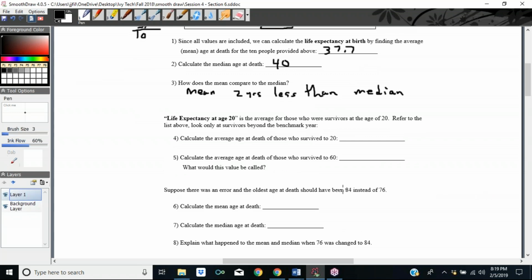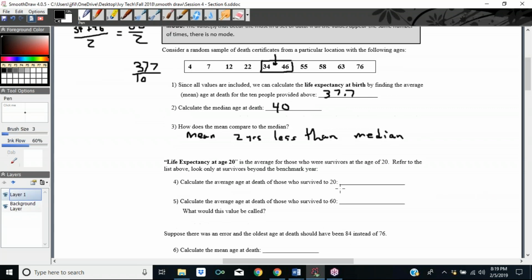All right, so let's look at what happens next. The next one says life expectancy at age 20. That means that if you live to be age 20, how old would you expect to live if you at least made it to 20 years old? So we go back here.